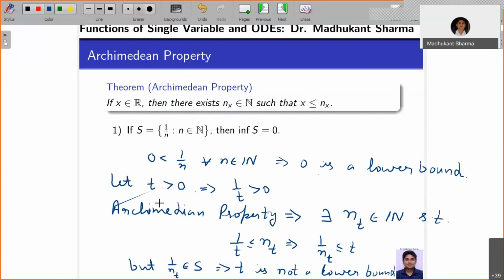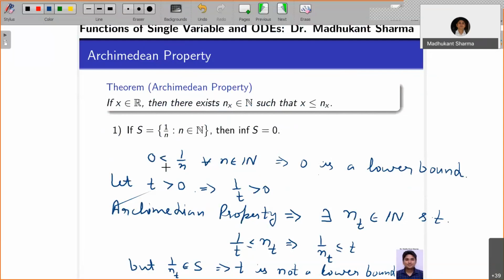So any number strictly greater than 0 that you start with is no more a lower bound. And so 0 is the greatest lower bound. This implies 0 is the infimum of S. Any doubt here? The infimum of S is 0, but 0 does not belong to S.